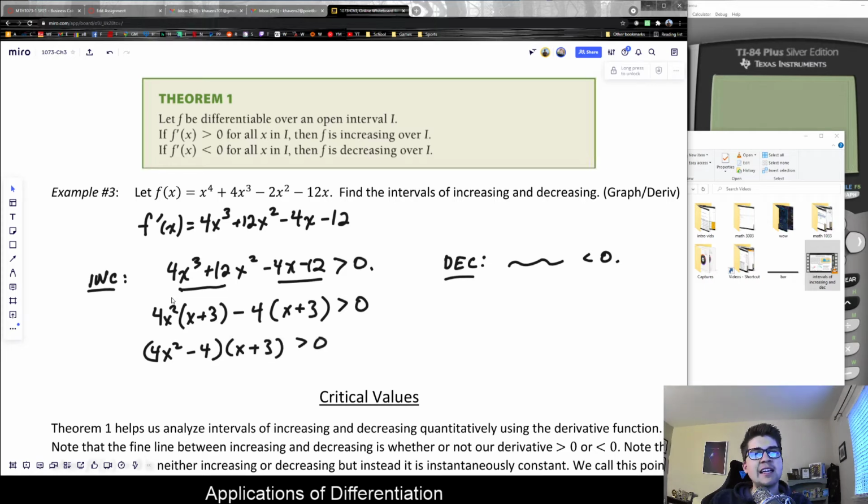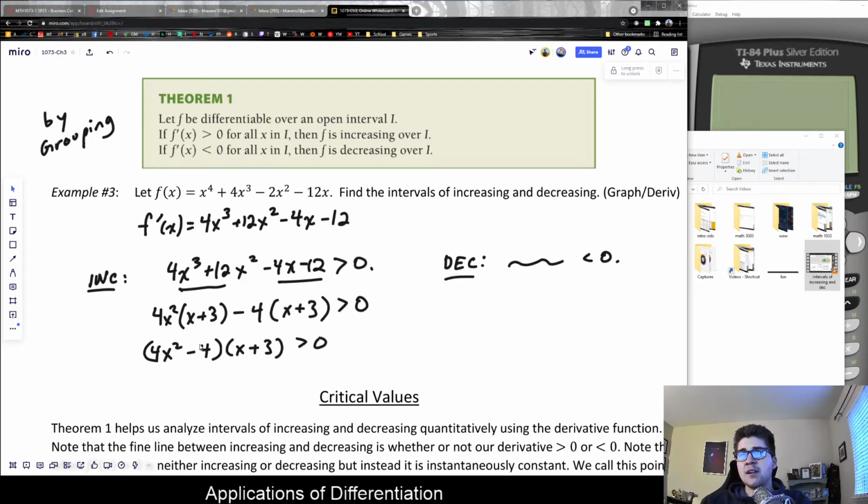What that would leave us with is 4x squared minus 4, times x plus 3, greater than 0. If this technique is something you don't recognize, feel free to Google it, or I have a video on it somewhere on my channel, but it's called factoring by grouping. So just search that key term and you'll find some videos on it.